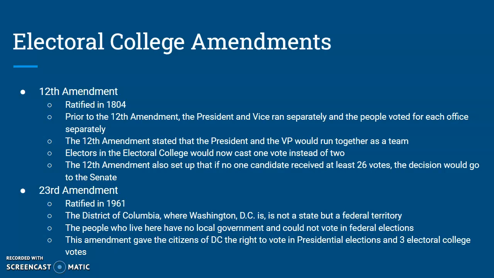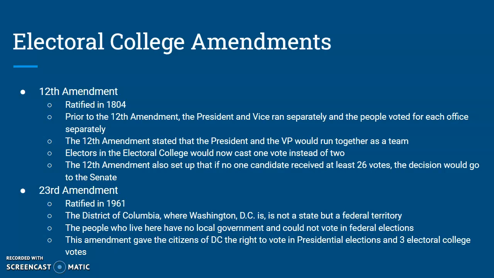So the 12th Amendment changed that to where the president and the VP start running together as a team, coming from the same political party. And now the electors in the Electoral College would cast 1 vote for the president and 1 for the VP, and not 2 separate votes for each office. The 12th Amendment also established that if no one candidate received at least 26 votes, then the decision would go to the Senate. Okay?